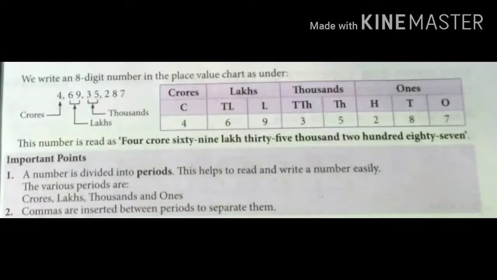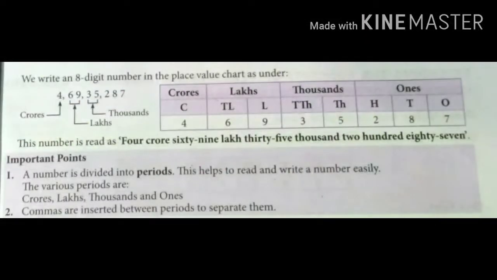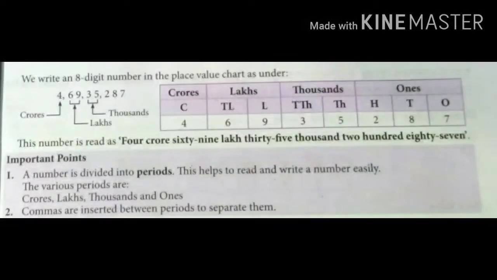Firstly we draw the place value chart, then put the number. Put 7 in one place, 8 in 10 place, 2 in 100 place, 5 in 1000 place, 3 in 10,000 place, 9 in lakh place, 6 in 10 lakh place, and last 4 in crore place. Then we read that number: 4 crore 69 lakh 35,287.